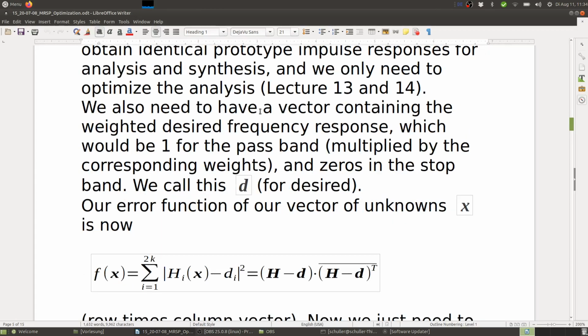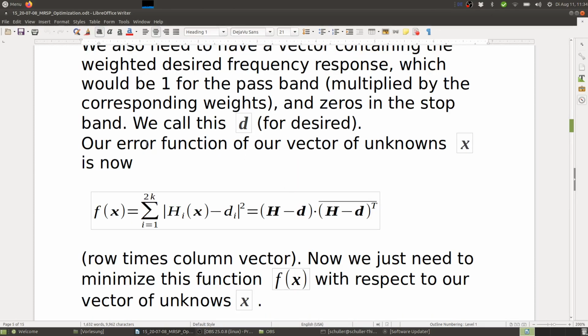So we also need to have a vector containing the weighted desired frequency response, which would be a factor 1 for the passband, multiplied by the corresponding weights, and zeros in the stop band. We call this D for desired. Our error function for a vector of unknowns x is now this.